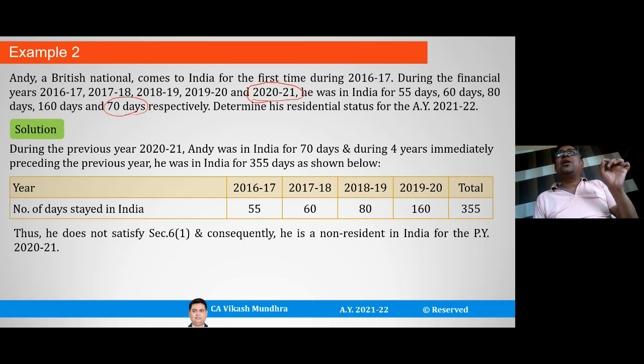We need to check condition number two, that is 60 plus 365. Since his stay during the previous year is more than 60 days, the first part is satisfied. Another part is the preceding 4 years equal to 365 or more. 2016-17, 17-18, 18-19, 19-20: his days are given as 55, 60, 80, 160. Altogether, it comes to 355 days. Though he was in India for 60 or more days, his stay was not up to 365 days or more during the immediately four preceding previous years. Hence, Mr. Andy shall be considered a non-resident. Why? He fails to satisfy either of the conditions given under section 6(1). Okay.